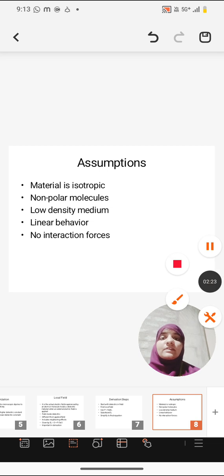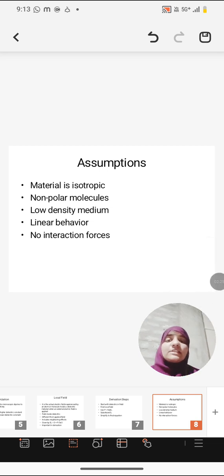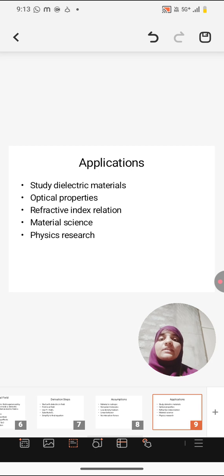Assumptions for Clausius-Mossotti relation. Material is isotropic. Here, non-polar molecules are applied. Low density medium. It behaves linearly. It doesn't have any interaction forces.